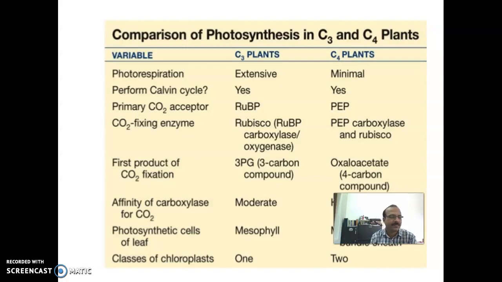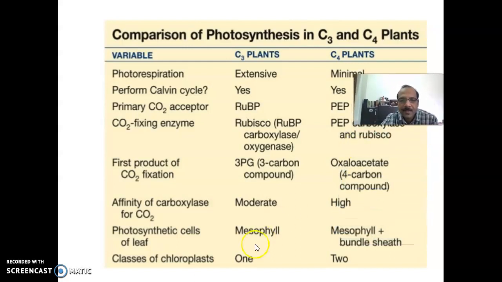There are two acceptors. But in the case of C3, only one, that is RuBP, whereas C4 contains both PEP and RuBP. Then this is very important. The first stable product of the C3 plant is 3-phosphoglyceric acid, that is a 3-carbon compound, whereas in C4 plant it is oxaloacetic acid. ഇത് മറന്നു പോകരുത്, പലപ്പോഴും പരീക്ഷയ്ക്ക് ഒബ്ജക്റ്റീവ് ആയിട്ട് വരുന്ന വളരെ പ്രധാനപ്പെട്ട ഒരു ക്വസ്റ്റ്യൻ ആണ്. The first stable compound of C3 plant and C4 plant.